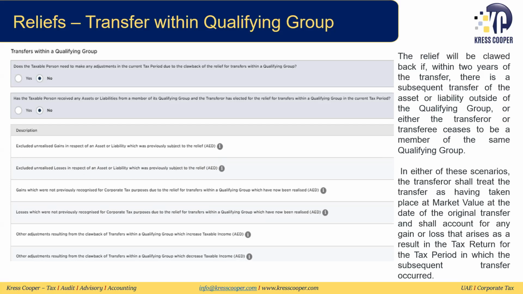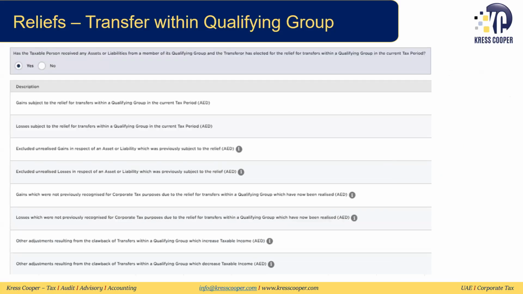So if we have clicked no for the clawback but have clicked yes for whether the taxable person received any assets or liabilities from a member of a qualifying group and the transferor has elected for the relief for transfer within a qualifying group in the current tax period, then it will ask you two additional questions: the gain subject to the relief and the losses subject to the relief. The rest of the questions are the same, where they're asking whether the relief was previously subject to this tax.